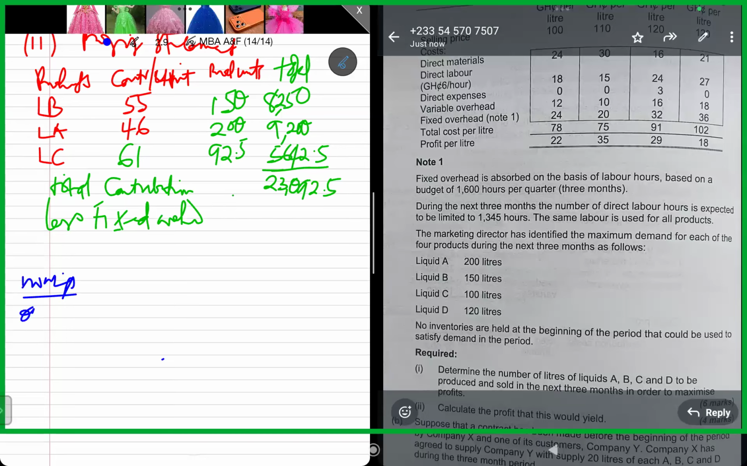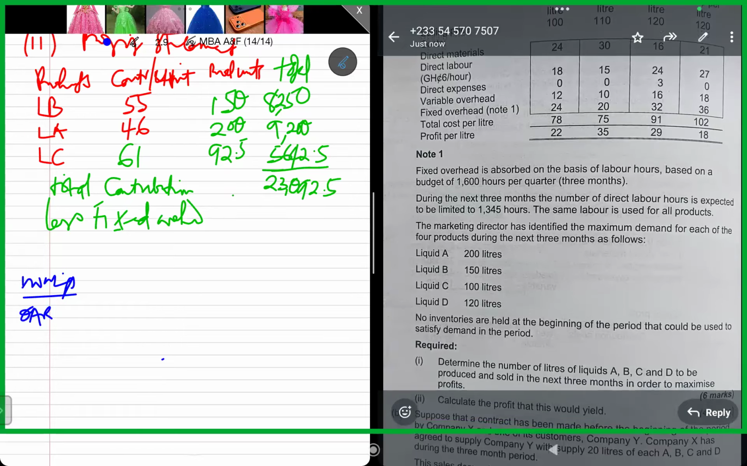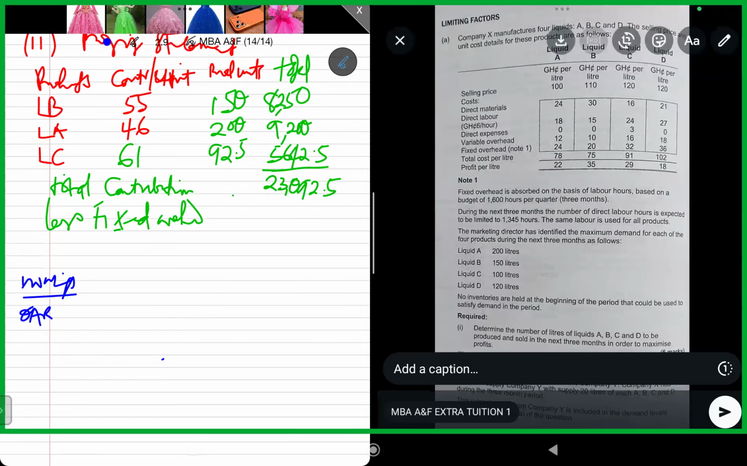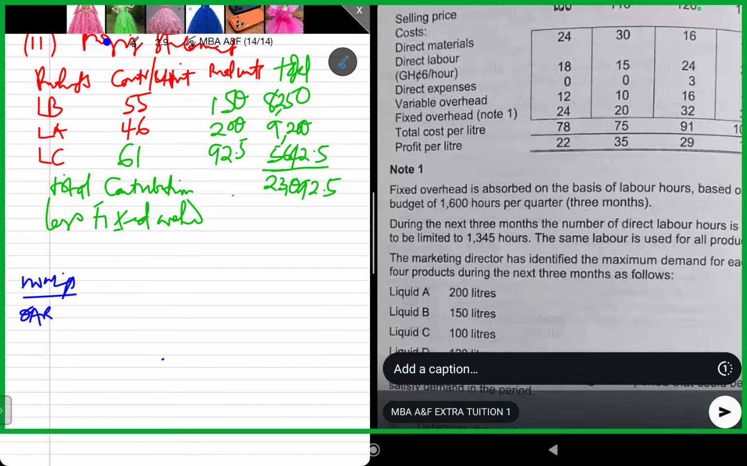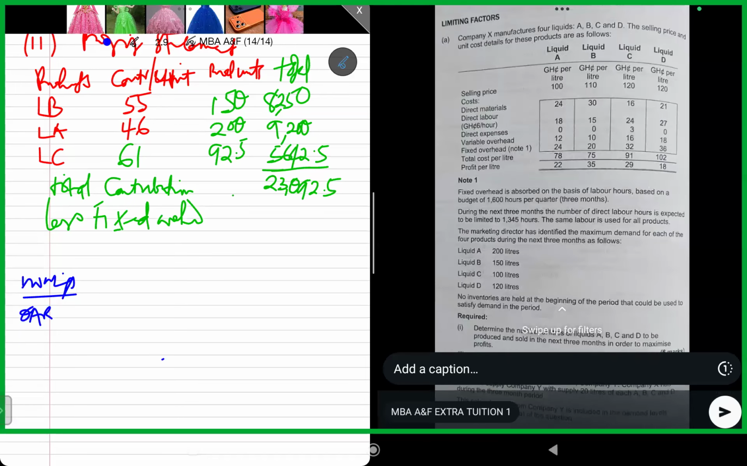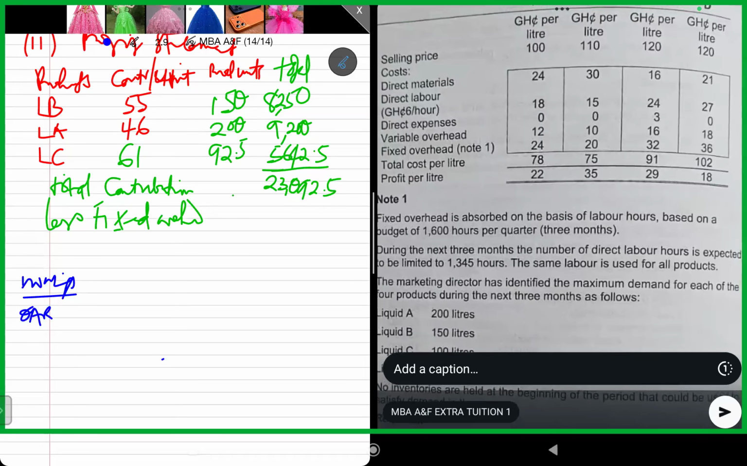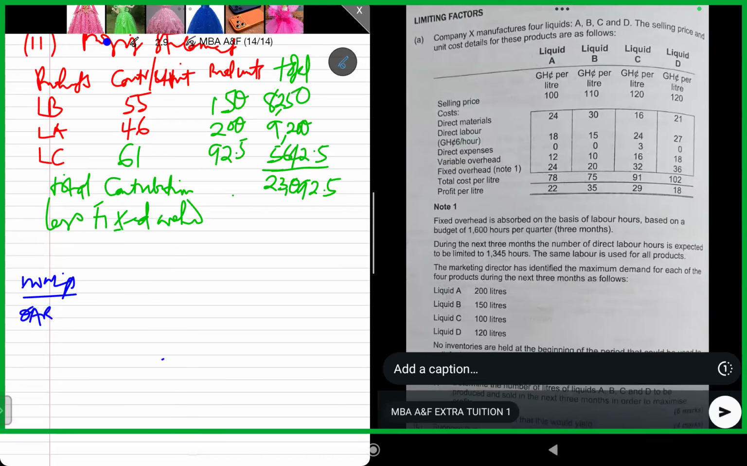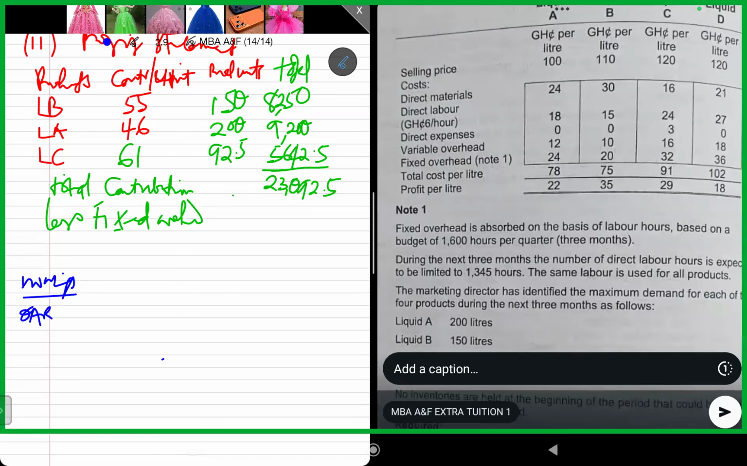So I have to first find the OAR because it's absorbed on labor hours. And they said it's now based on 1,600 hours. So if it is based on 1,600 hours, we will need to reduce the fixed overhead. We have to change it from per liter to hours. That's what I'm trying to say, so that we can multiply it by the 1,600 hours.